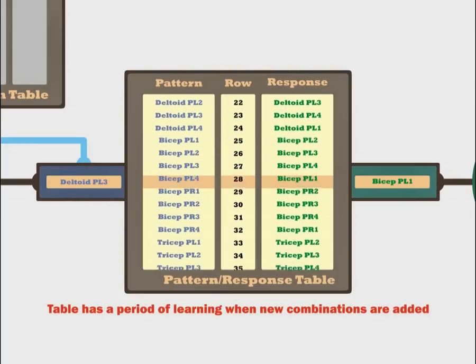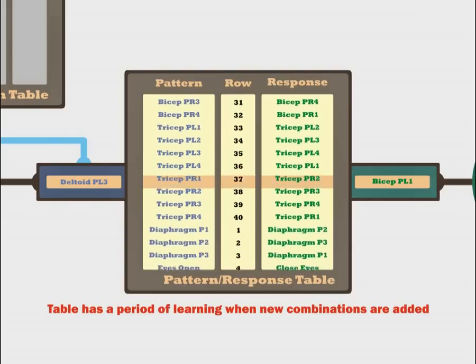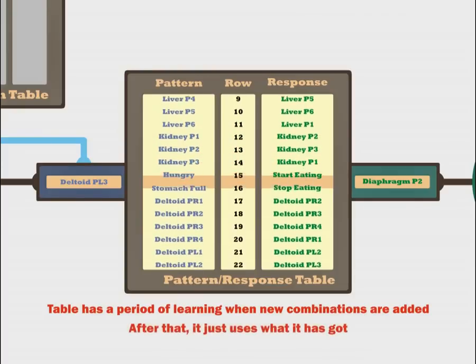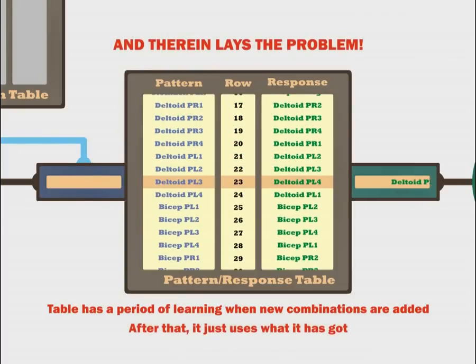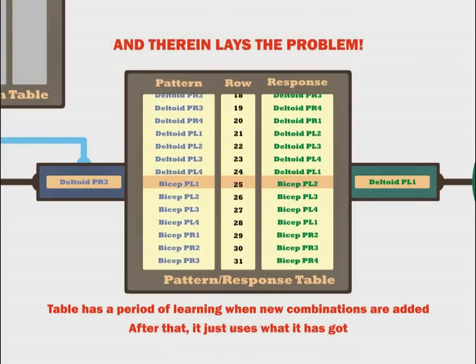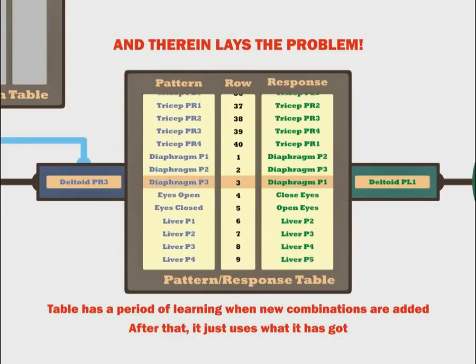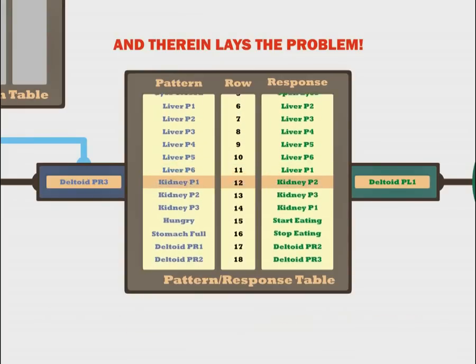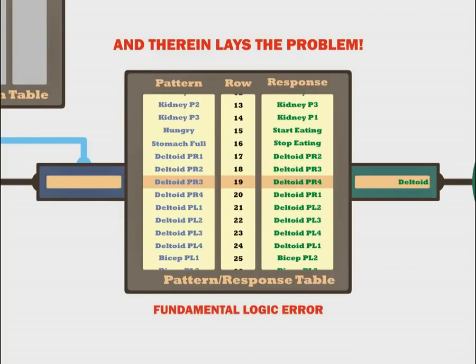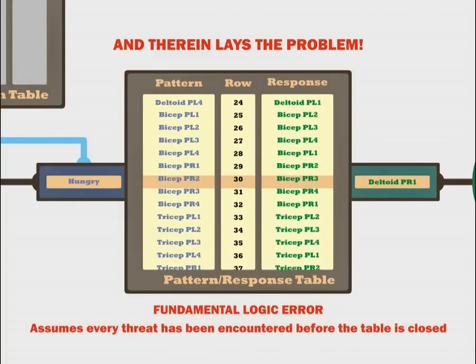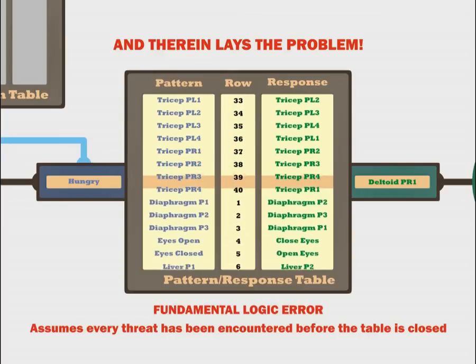So the brain has a period of learning in one's youth where new pattern response combinations are added. After that, it just uses what it's got, and therein lies the problem. The table was closed off on the assumption that if one has survived to that point, one can survive forever. But that assumption has a fundamental logic error, for it assumes the animal has encountered every possible threat to its existence before the table is closed off.